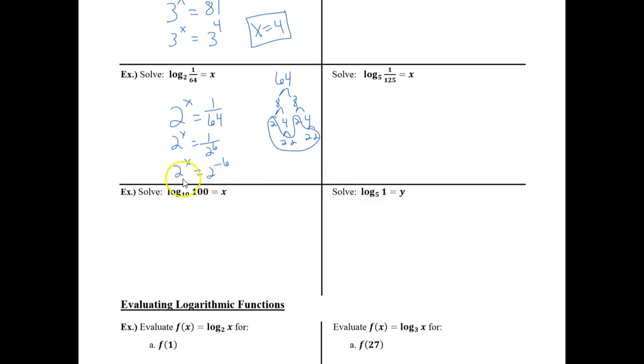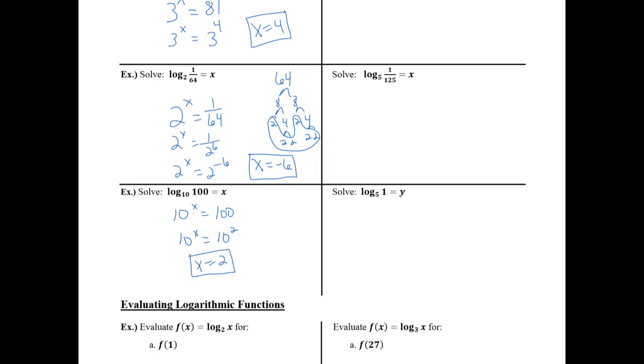Now they have the same base. 2 to the x equals 2 to the negative 6th, meaning their exponents have to be equal, and x equals negative 6. And this last one, same idea. Log base 10, base is 10, logs equal exponents. The exponent is x. That will equal 100. I can rewrite 100 as 10 squared. And so that means x must be 2.